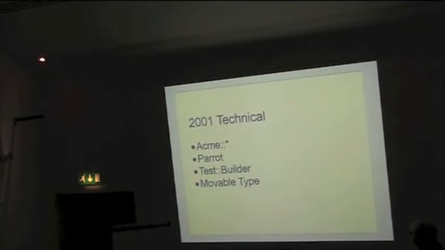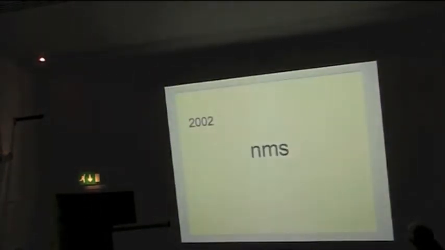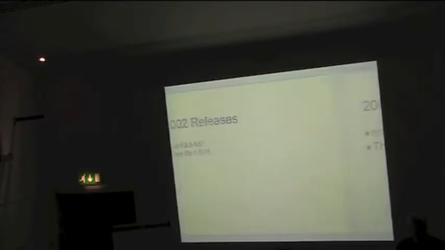First version of Test::Builder, first version of Movable Type, lots and lots of books, too many books. Including what Dave wrote. Yep. Oh, I meant to point that out. Damn. 2002, Avril Lavigne. NMS 1.15 came out. That's Richard Clamp.